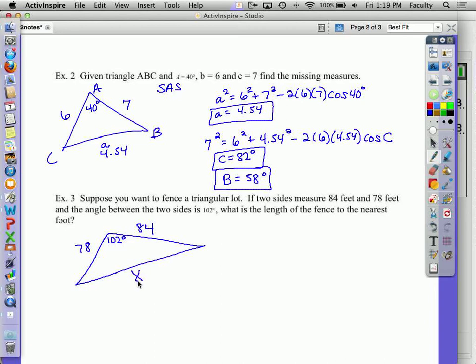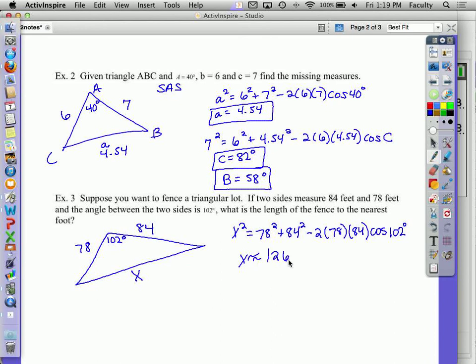We need to find the missing side, and it lends itself to law of cosines. Do you see that side angle side? So I'm going to get x squared equals 78 squared plus 84 squared minus 2 times 78 times 84 times the cosine of 102 degrees. So side angle side is the easy one to do. It's a straight entry and then do second square root, second answer.